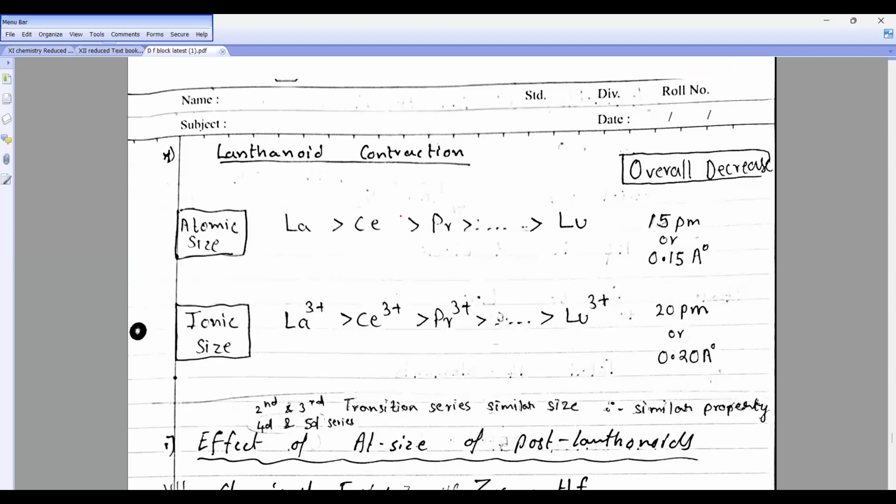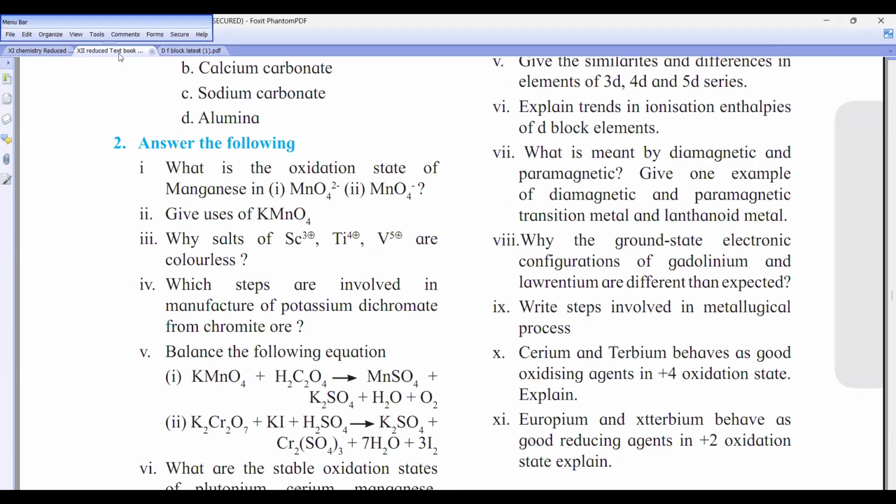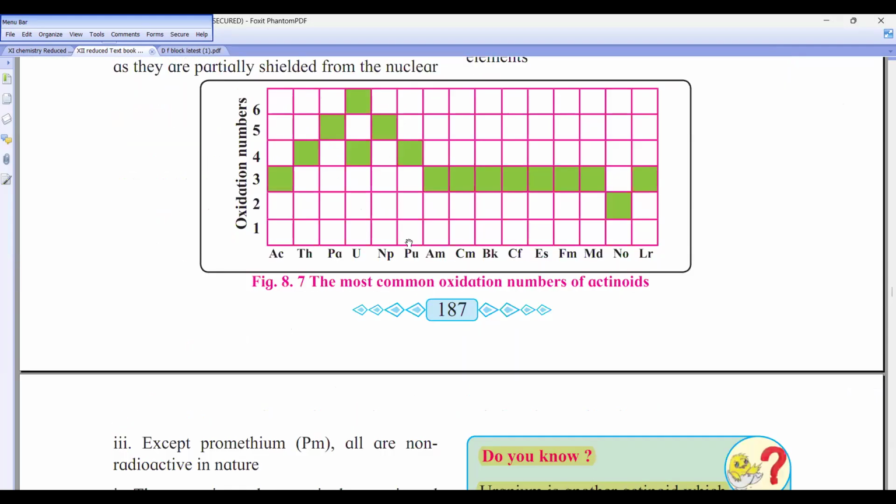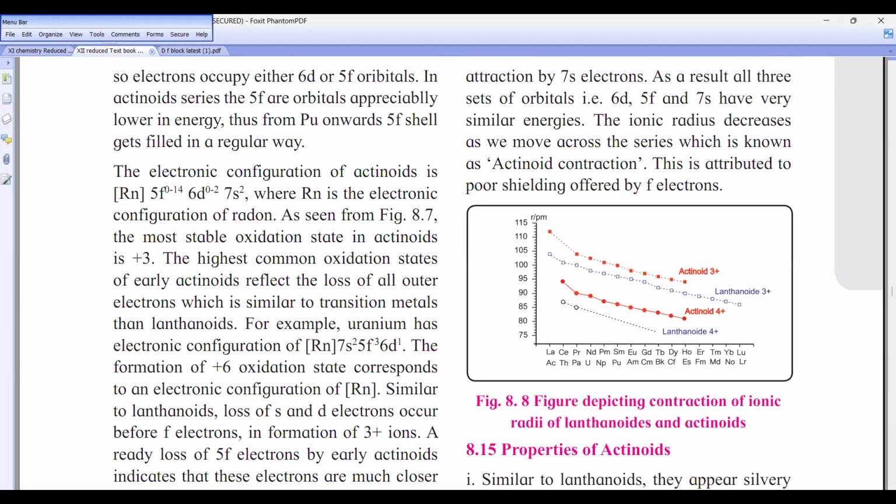So what is lanthanide contraction? How to write the answer? The overall decrease in size of lanthanide with increase in atomic number is known as lanthanide contraction. Why does this lanthanide contraction happen? They will ask this also. Very important, give reason. Why is lanthanide contraction there? So for that, this is the answer you are going to write.